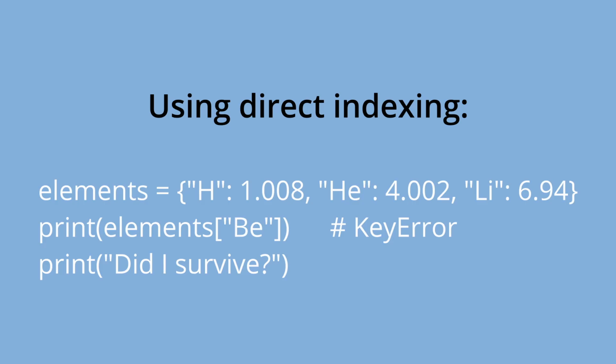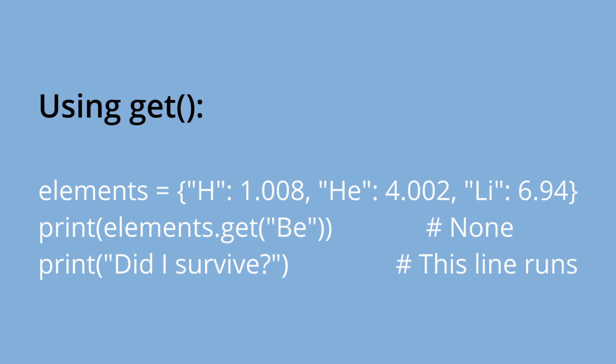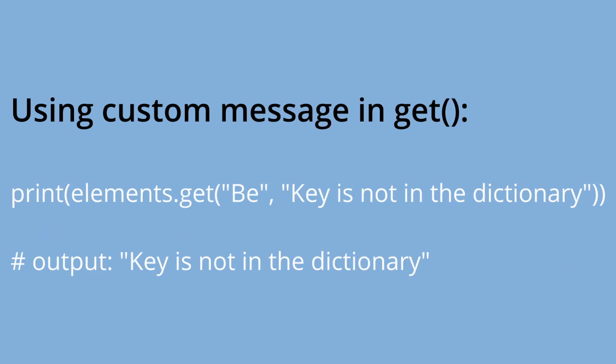Now, what if the key doesn't exist? If direct indexing is used, the program crashes at the KeyError, and "Did I survive?" never prints. Using get, print elements.get Be gives you None, and this line, print "Did I survive?" runs. You can also provide a custom message in the get method. Print elements.get Be, "key is not in the dictionary". We'll print: key is not in the dictionary. So get is safer for missing keys, especially in longer programs.